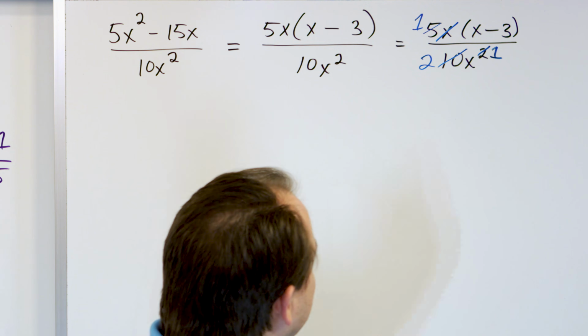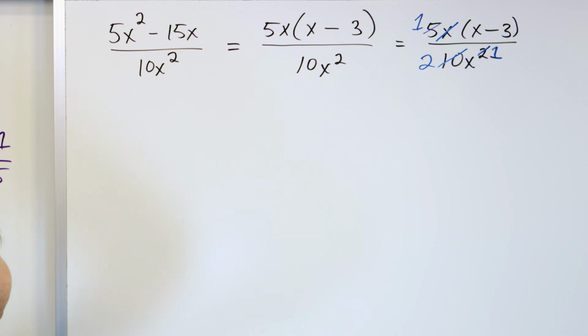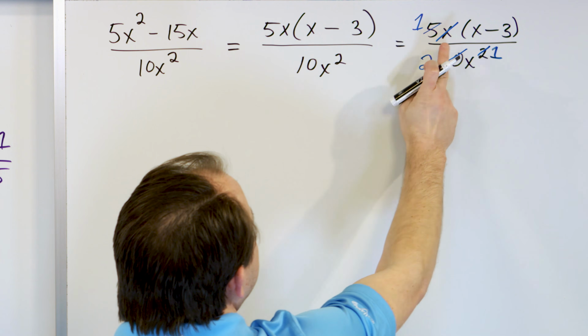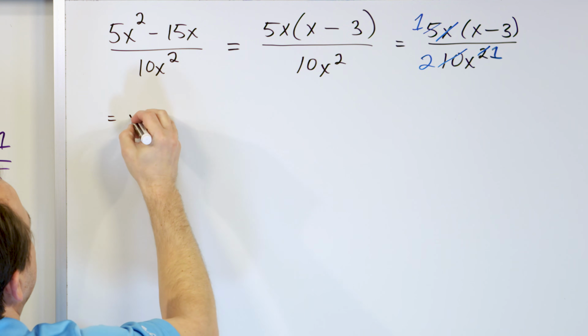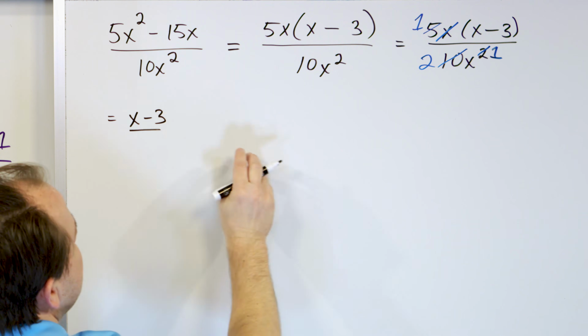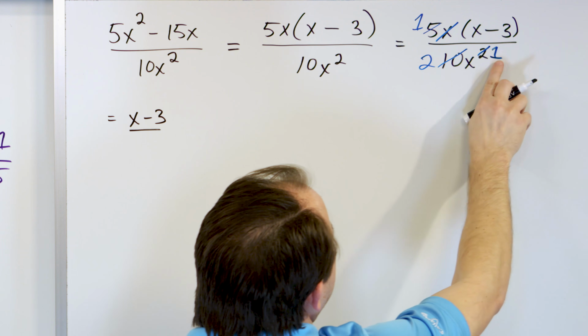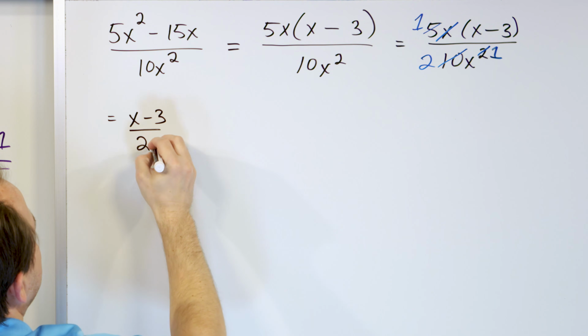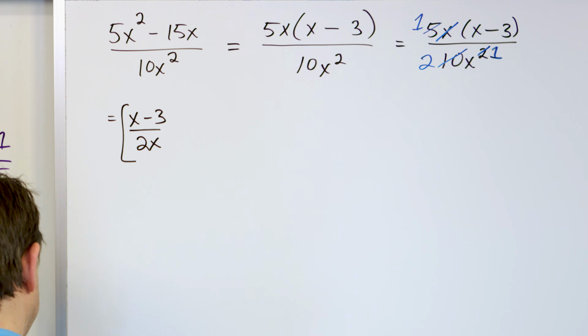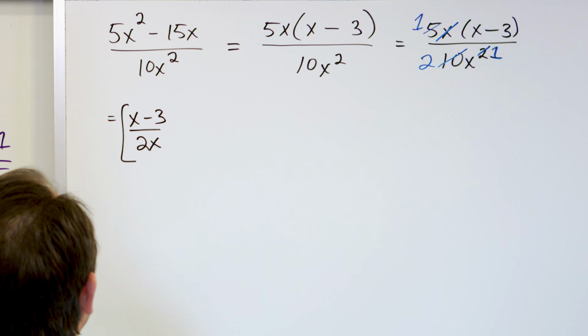So we cancel the terms, and what we're left with is we have a 1, there's no x's left over, so in the numerator all we have is x minus 3. In the denominator we have a 2 and an x to the first power, so it's just 2x. This is the final answer. So we have x minus 3 over 2x.